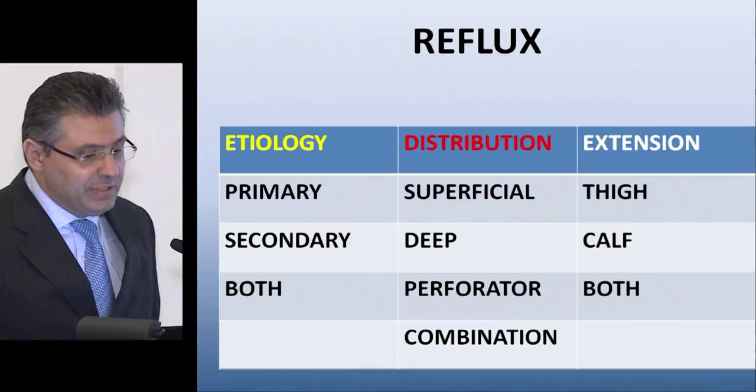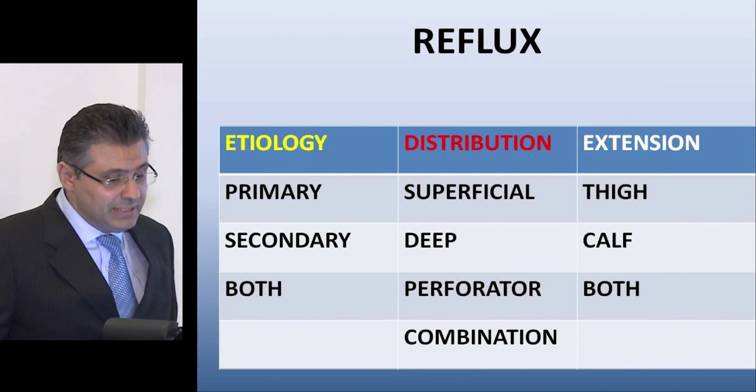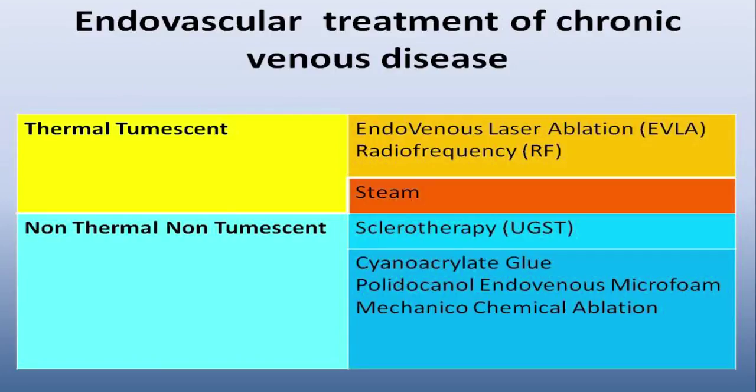Show you the slide, I think that you could not understand which is residual, new, or recurrent varicose vein. But when we have to study this patient, we have to study reflux. So etiology, distribution, and extension of reflux is very important to assess the patient pre-op. Now we have to check out what we are operating patients.